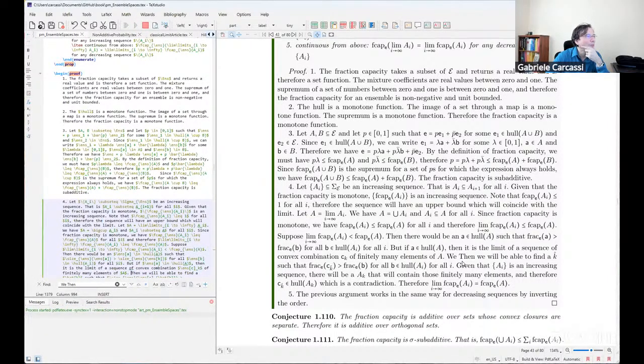Okay. So then we will be able to find a k hat such that the fraction of c_k hat is greater than the fraction of b, for all b that are inside the hull of any A_i. And given that A_i is an increasing sequence, there will be an A_k that will contain those finitely many elements. And therefore, c_k is in the hull of some A_k, which is a contradiction because we said that it should not be in the hull of any of them for any i. And therefore, you must have the limit.